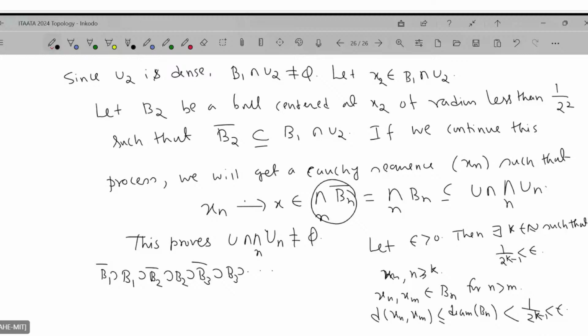This is a complete metric space. It is complete, so it is possible that the sequence converges to x. Then xn will converge to x. But how do we make sure that x is in the intersection? That's what I asked you to prove. That's your exercise to prove, that x will go over here.